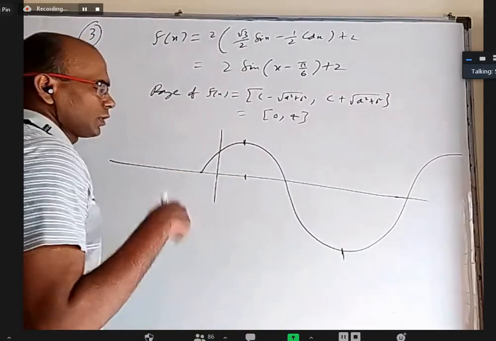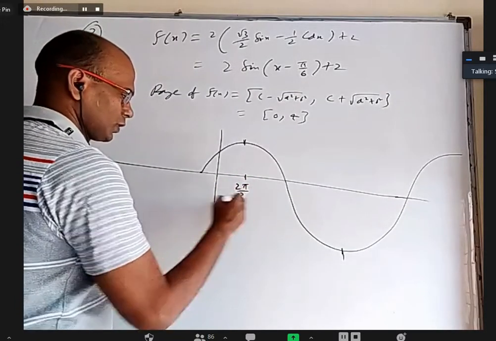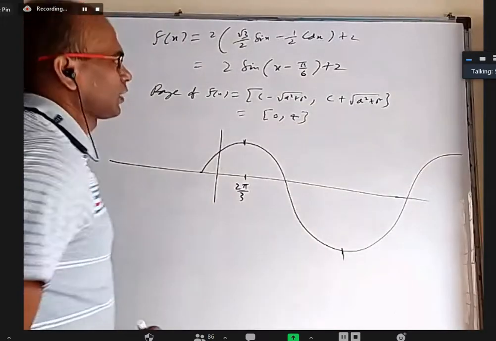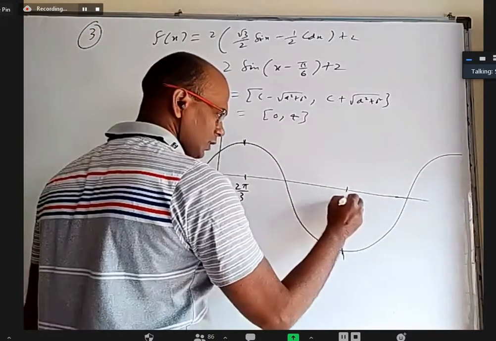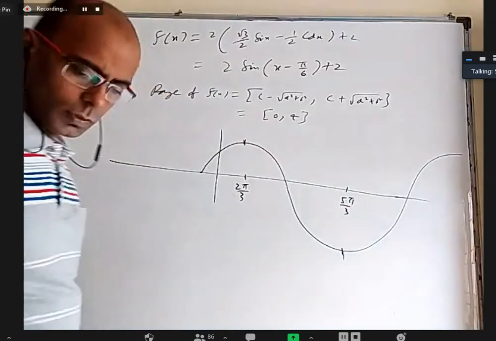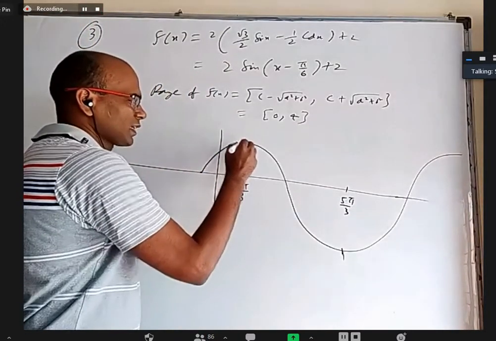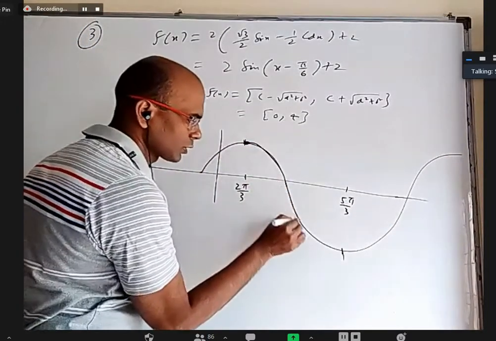So when I put 120, it will become 90. So this is 2 pi by 3, correct? And 5 pi by 3 is 3 pi by 3. This is exactly 5 pi by 3. And closed. So the graph is exactly from here to here.